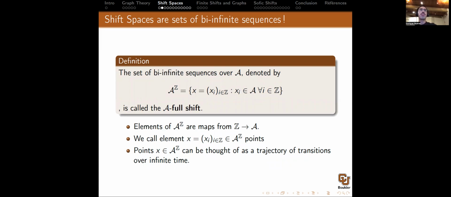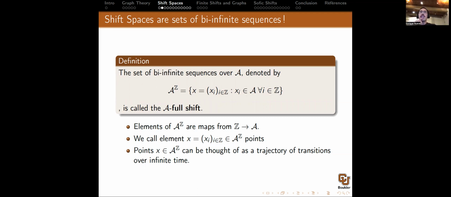Reading first off the technical definition: the set of bi-infinite sequences over A, script A, a finite alphabet, denoted by script A to the integers, is called the A full shift. This is a collection of all bi-infinite sequences. A bi-infinite sequence is just 0, 1, 2, 3, 4, 5, etc. to infinity, 0, -1, -2, -3, -4, -5 to negative infinity, both directions. So like a sequence, but both ways.